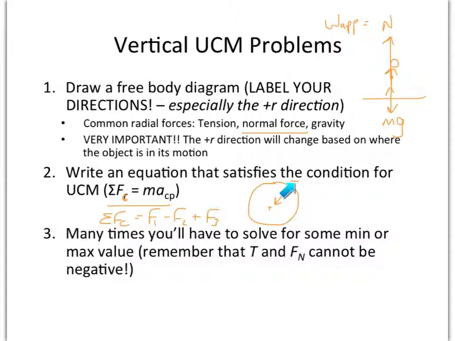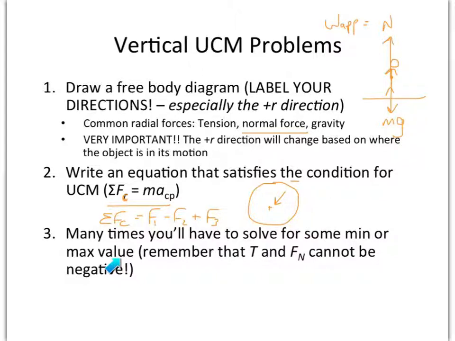In many cases, you'll need to solve for some sort of minimum or maximum value, but in most cases, what you're going to do is just set your equations equal to that value. So that'll be the minimum or maximum speed, or the minimum or maximum velocity that you must be going at in order to stay in a vertical loop.